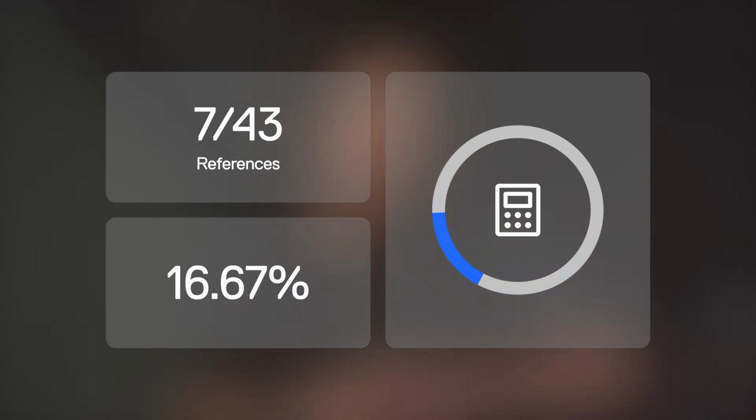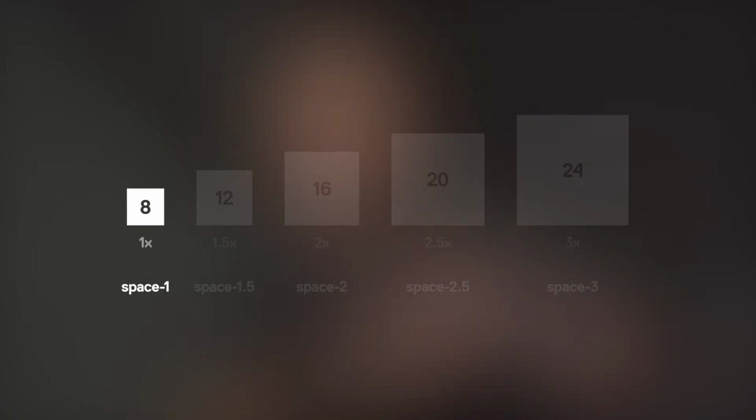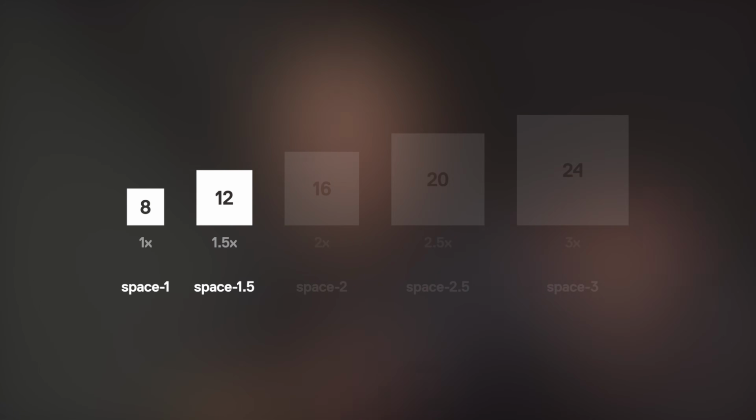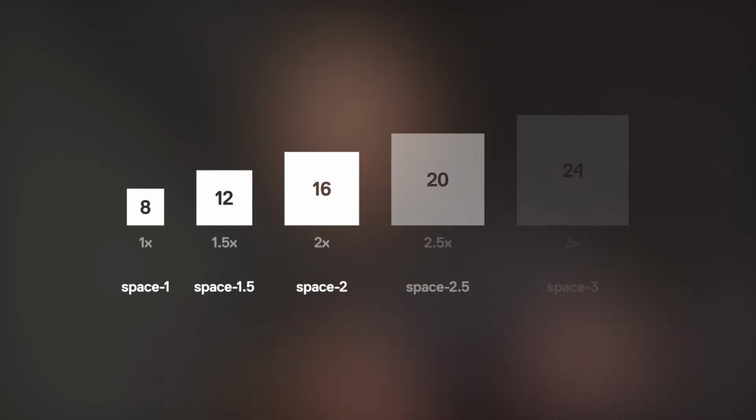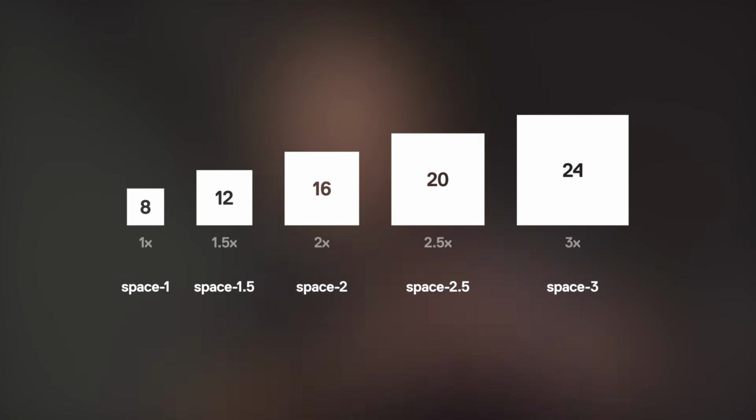The third most used approach was value multiplier. 7 out of 43 systems, or 16.67% of the references, were using this. This approach starts with defining a base unit like 4 or 8 pixels. Then you create a spacing scale with the base unit, and then you name all the values inside the scale based on a calculation relative to the base unit. This may be confusing, so let's take a closer look at a great example like Atlassian.